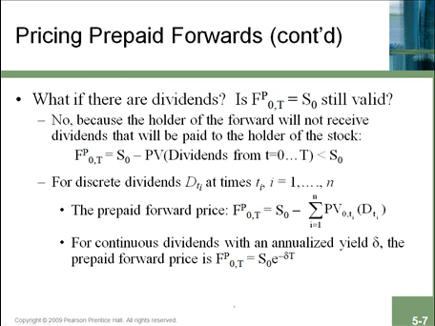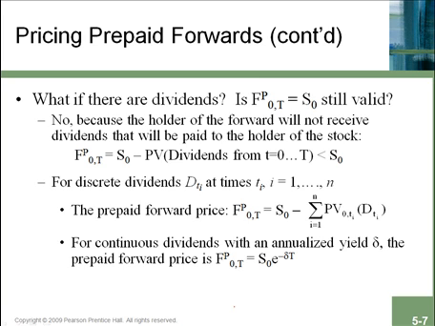Now let's ask another question. What if the stock pays dividends? So far, we've been assuming that there are no dividends paid between today and the expiration of the contract, but what if that's not true? What if, in fact, the stock does pay dividends between right now and when the contract will expire? Is the pricing relationship still valid?